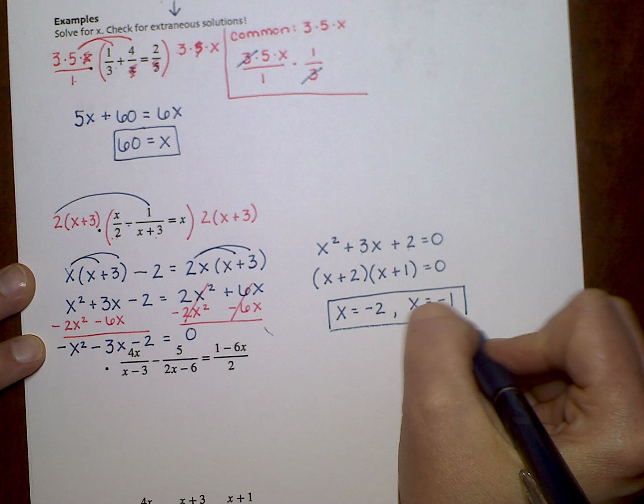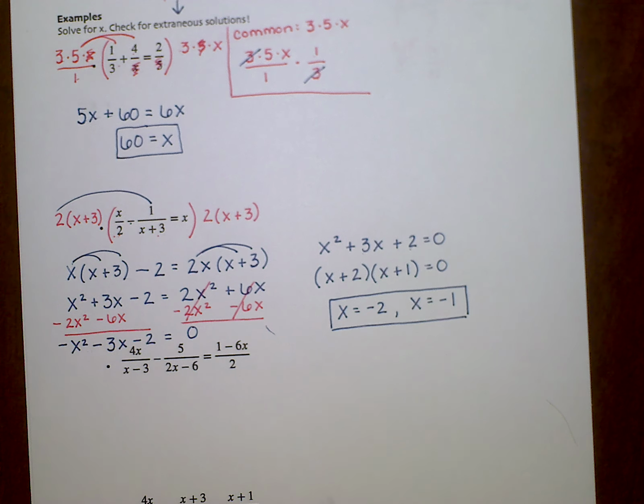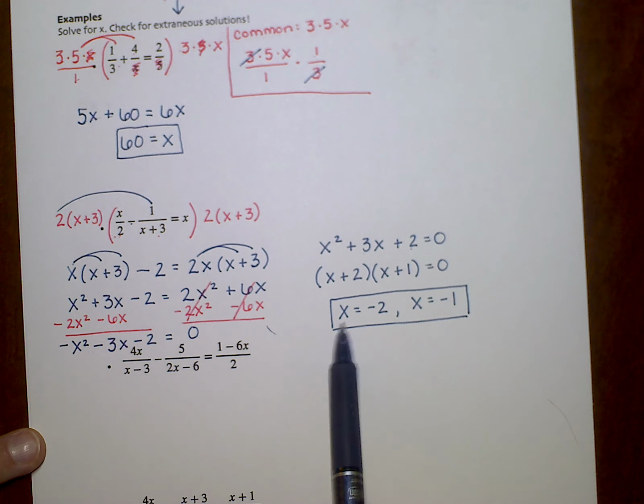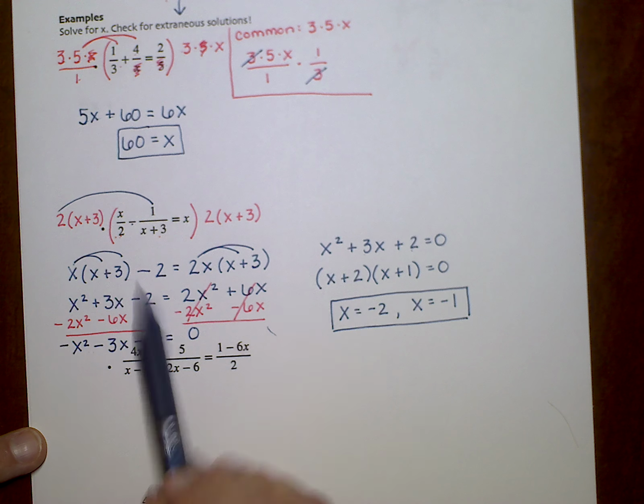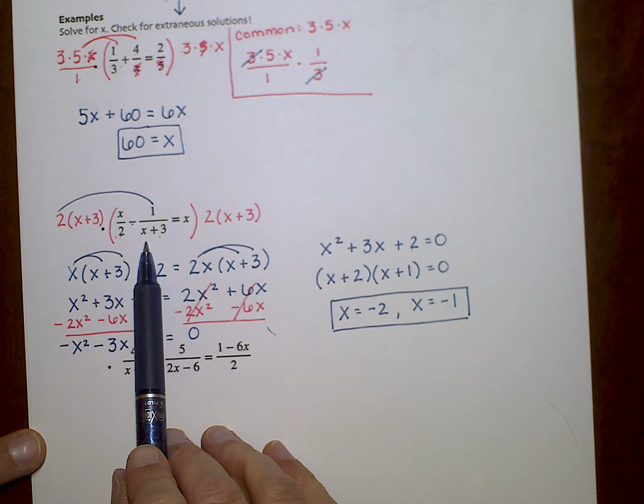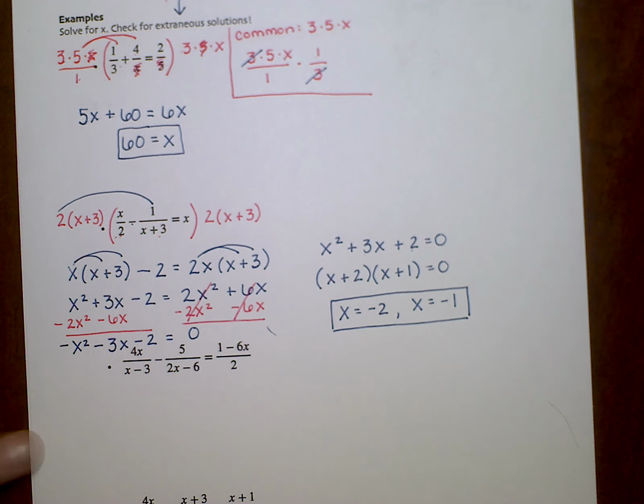Okay. And then check for extraneous solutions just means make sure neither one of these is an excluded value. Negative 3 would be an excluded value, but I didn't get that as a solution, so I'm in the clear. These are good answers. Okay, let's try the next one.